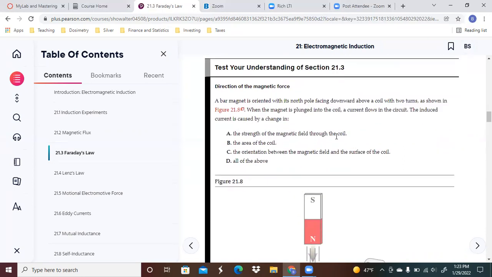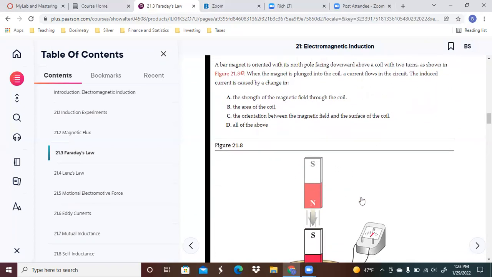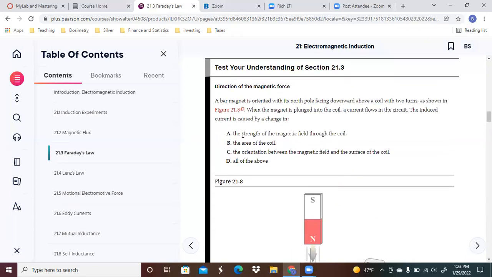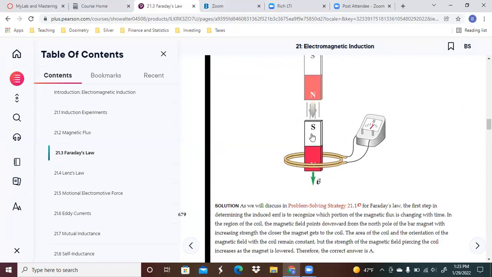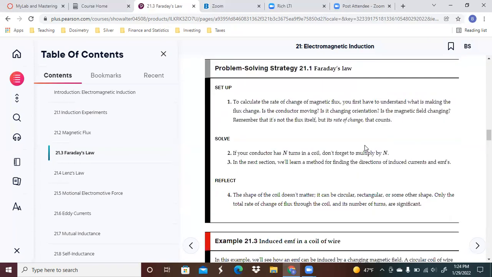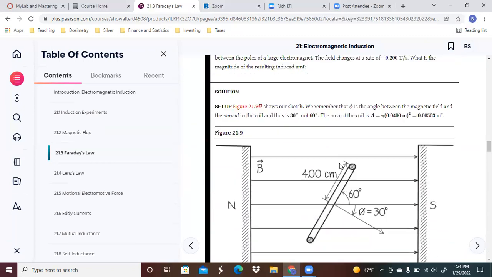you've got the strength of the magnetic field through the coil, you've got the area of the coil, you've got the orientation between the magnetic field and the surface of the coil, all of the above. Correct answer here is going to be A, and I kind of gave that to you as we were working the problem. The strength of the magnetic field through the coil. In other words, you're taking this north pole and you're bringing it towards this. You're having more field lines break that particular cross-sectional area. That's creating your current. So you've got some problem solving strategies here that you might want to go through.